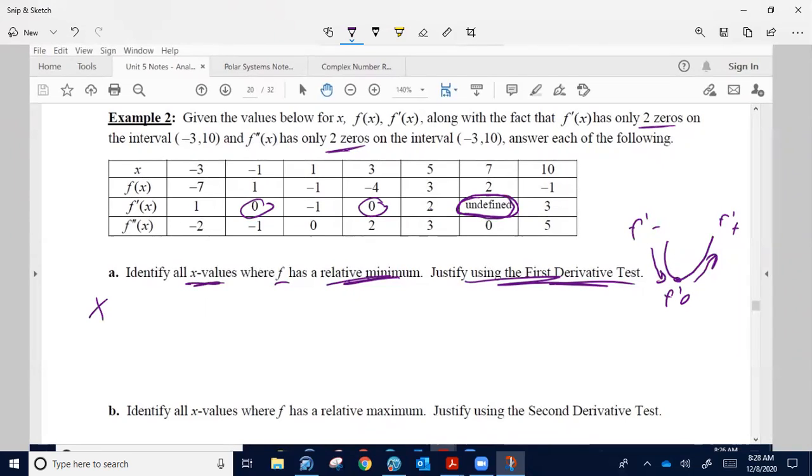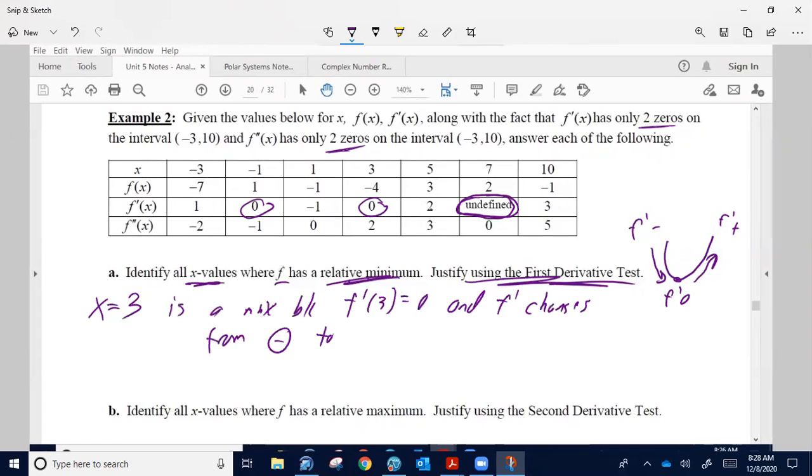So we're going to say x equals 0 is a min because f prime of 0 equals 0 and f prime changes from negative to positive. X equals 0 is a minimum because f prime of 0 equals 0 and f prime changes from a negative number to a positive number.